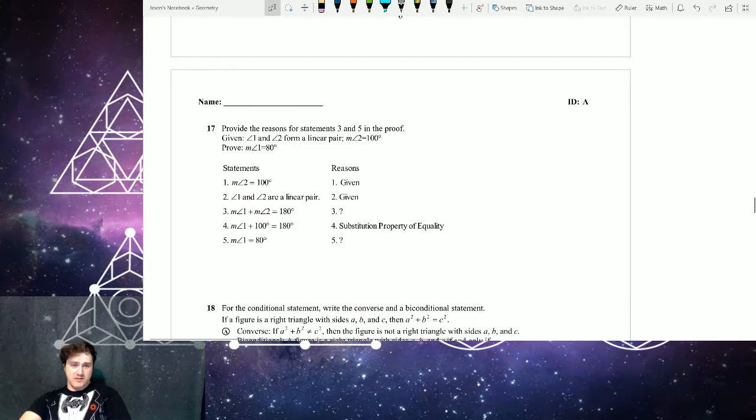So it starts off, measure of angle 2 is 100, given. Angle 1 and 2 are a linear pair, given. And then it says measure of angle 1 plus measure of angle 2 equals 180 degrees. So this one would be the supplement theorem.